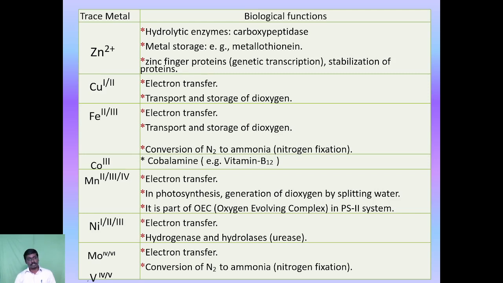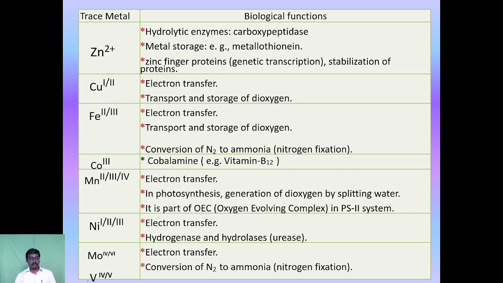The cobalt 3+ which is present in cyanocobalamin helps the biological functions. And then manganese 2, manganese 3 and manganese 4 are involved in electron transfer, and also in photosynthesis, the generation of dioxygen by splitting water. It is a part of the OEC, which represents the oxygen evolving complex in the photosystem 2 system.